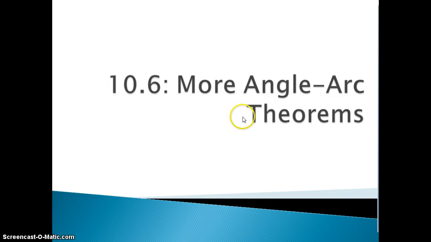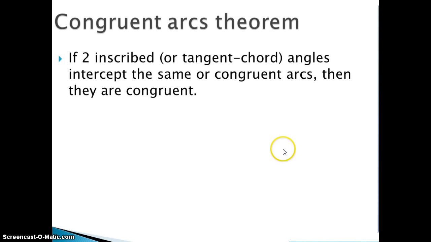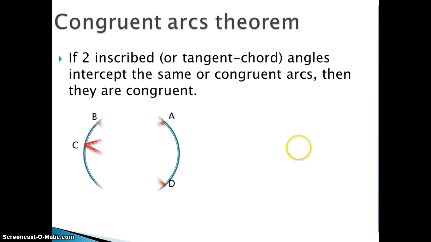All right, today, welcome to section 10.6, where we deal with some angle and arc theorems, and these tend to be very convenient theorems for us. Makes us save a little bit of work. So the first theorem says, the congruent arcs theorem, if two inscribed or tangent chord angles, again, these are going to be lumped together because of the fact that they have the vertex on the circle, if those angles intercept the same or congruent arcs, then they must be congruent.